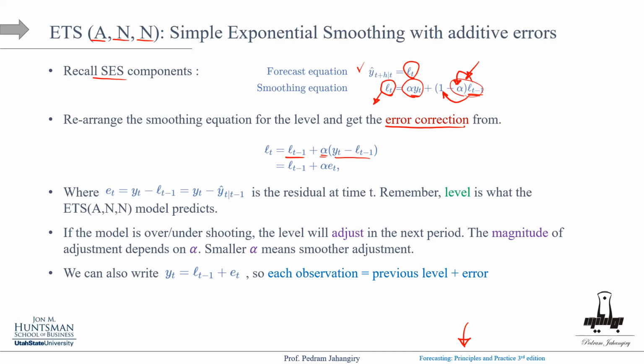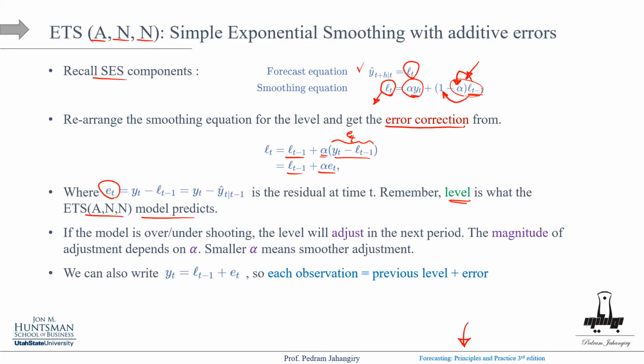By the way, what is it? This is your residual, right? So we call it residual. And then we're going to end up with L_{t-1} plus alpha e_t, the residual. So this thing was our residual at time t. Remember, we said level is what ETS ANN is going to predict.